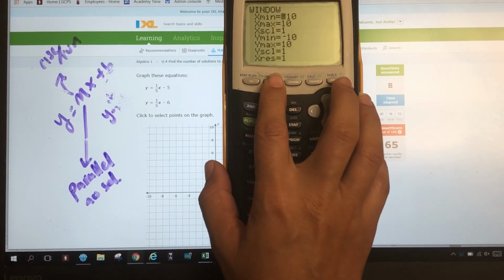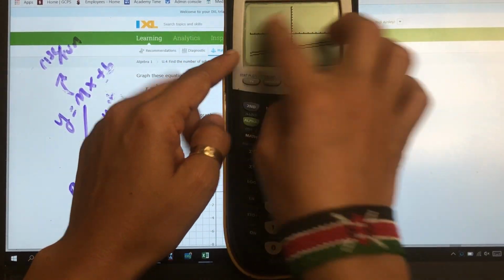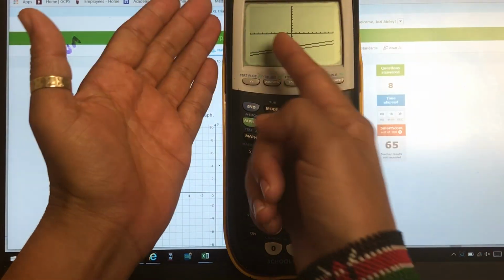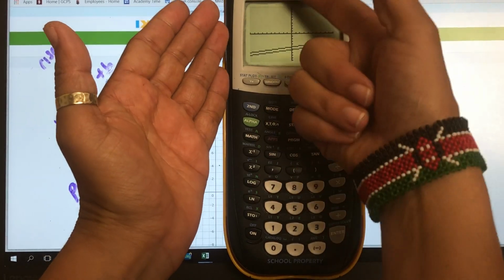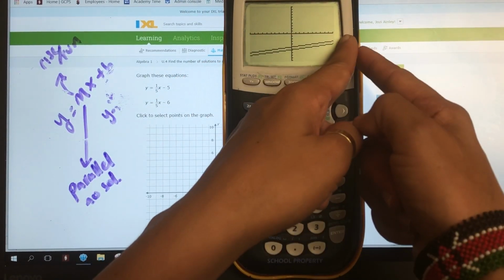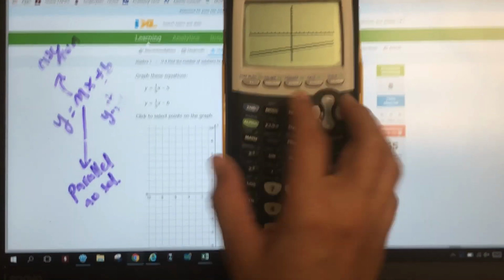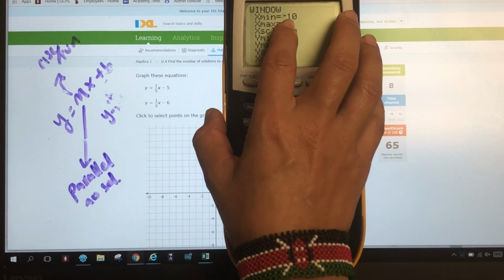Quick window. What window means, so I'm going to go back to graph. What window means is like this is a window right here. Like how far do you want to see the x-axis on the left, on the right, and the y up and down. So right now I have it set to -10 on the left, -10 on the right, and -10 down and -10 up, and going up in one increment. So if I go to window, you'll see my x minimum is -10.